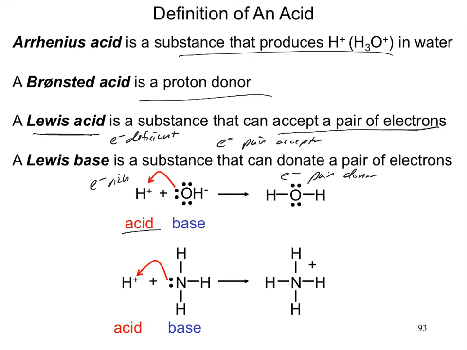Nothing is more electron deficient than a proton without an electron. So that is definitely an acid. Nothing is more electron rich than a hydroxide ion with 3 pairs of electrons that it can donate to something else. So this is why Fe3+ is electron poor. It is a Lewis acid. That's what we saw in the last problem.